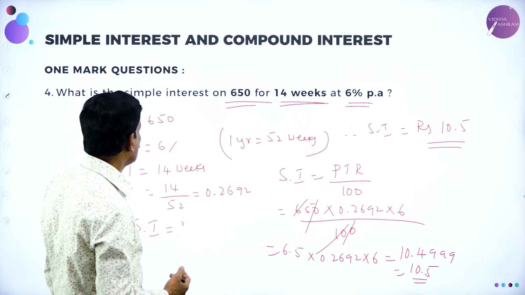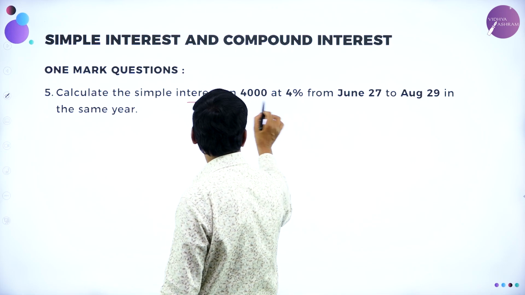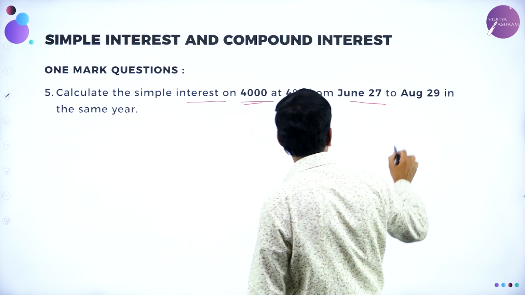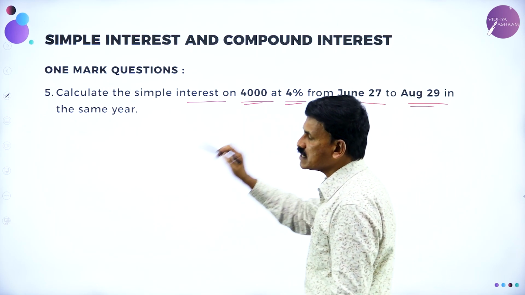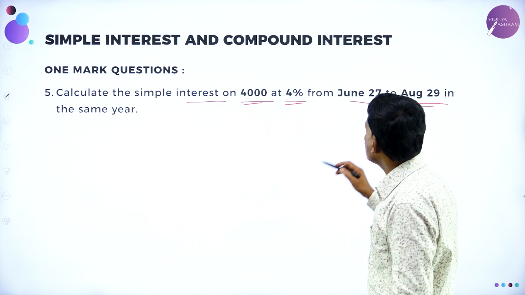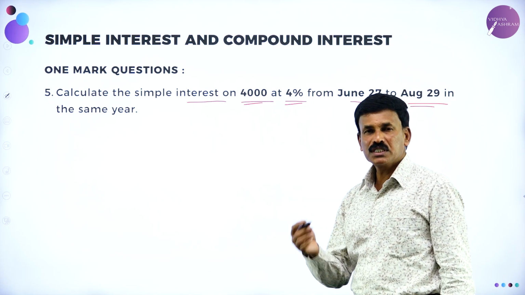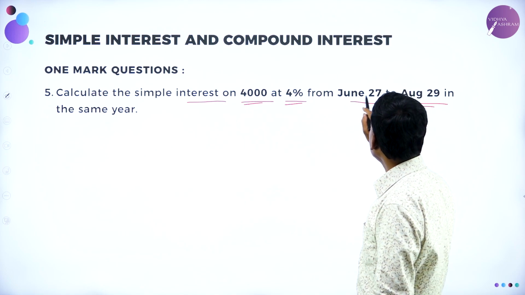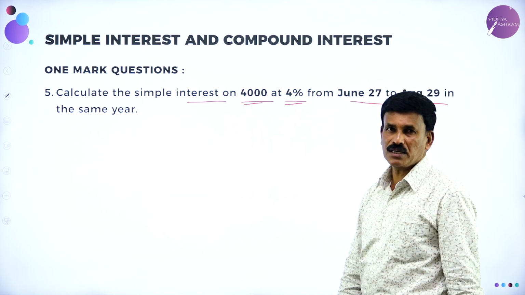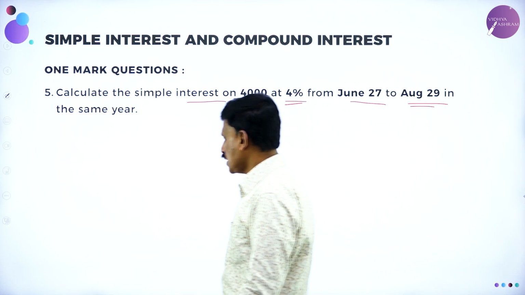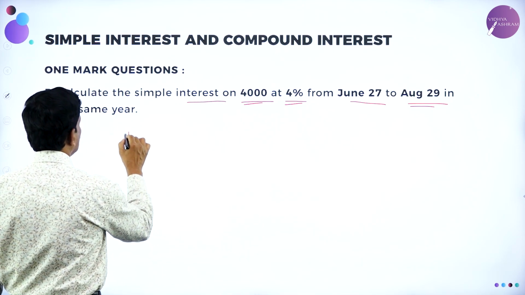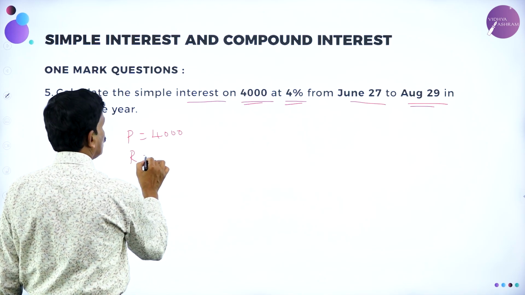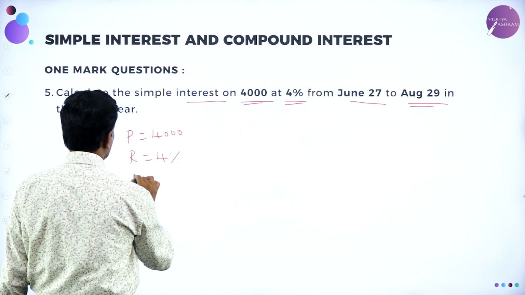Now let us come to the next problem. Calculate the simple interest on 4,000 at 4% from June 27 to August 29 in the same year. So here instead of the time in terms of months or in terms of year, they have given the date from June 27 to August 29. We have to calculate. Now just what is the principal given? Principal is equal to 4,000. And what is the rate of interest? Rate of interest is equal to 4%. What is the time?